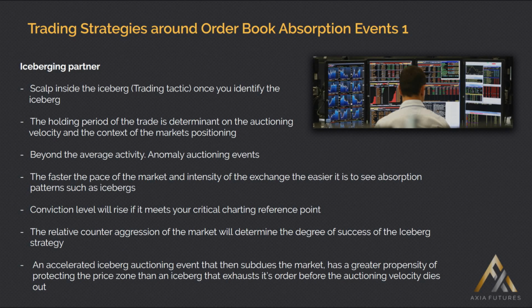Now we're going to look at the first order book absorption event strategy. It's called the iceberging partner. What effectively you're doing is scalping inside the iceberg that you've located, and once you identify the iceberg, you really start maneuvering around it. So you observe the iceberg, then you start working yourself with the iceberg, and you start scalping around that iceberg.